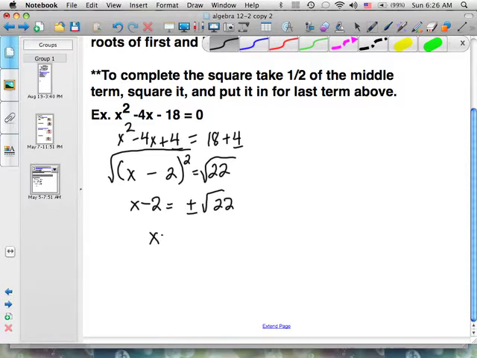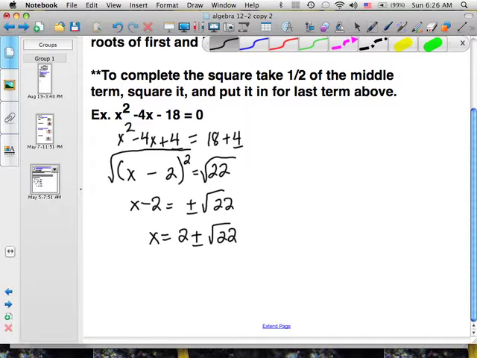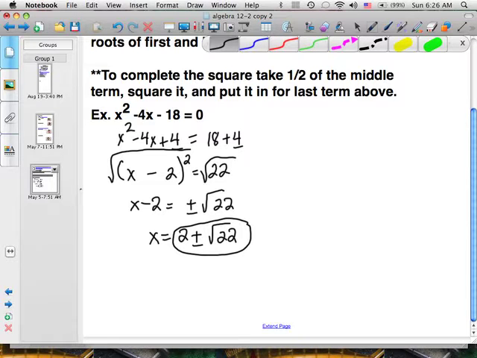Add 2 to both sides, so x equals 2 plus or minus the square root of 22. And I always have to simplify my radical, but there's nothing I can do with that. So there's my answer: 2 plus the square root of 22, and 2 minus the square root of 22.